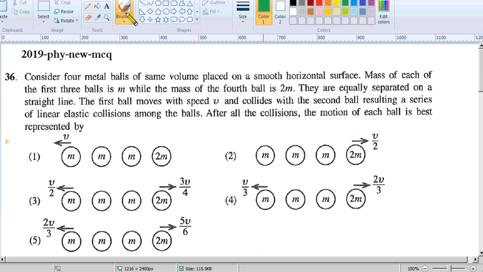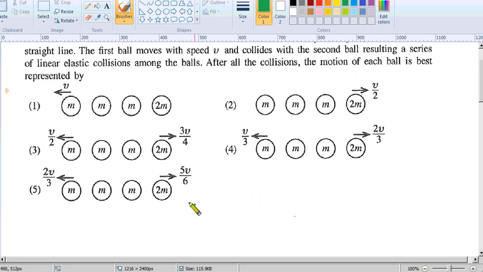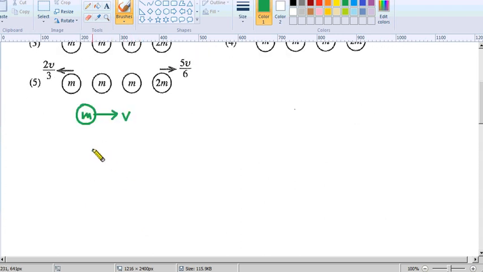So children, now I am going to show you how a genius student might solve this problem, question number 36, MCQ paper 2019, Physics new syllabus. In this question, the first ball coming into the system has the mass m and velocity v. So the initial momentum is just mv.